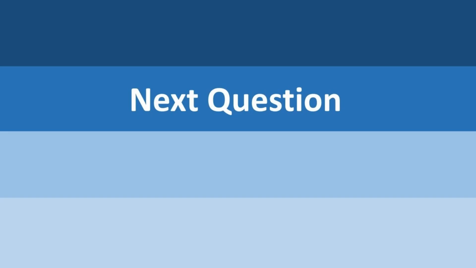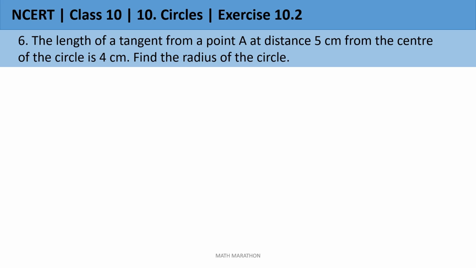Let us see next question. The length of a tangent from a point A at distance 5 cm from the center of the circle is 4 cm. Find the radius of the circle. I have drawn a diagram. I have drawn a circle. The length of a tangent is 4 cm. Distance from point A to center of circle is 5 cm.